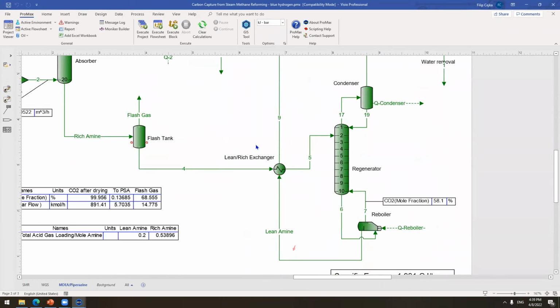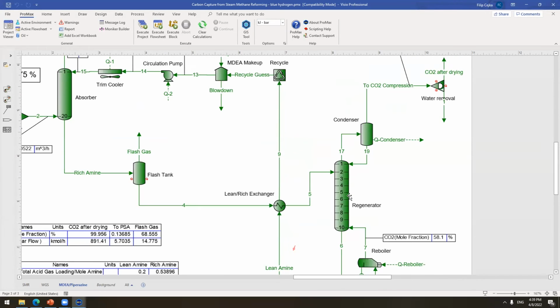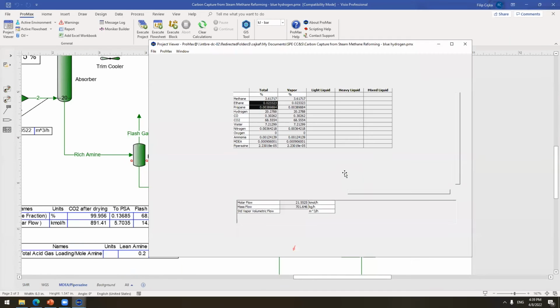Then there's this lean and rich heat exchanger, and that's basically a very important part for the recuperation of the energy, recuperation of the heat, because you want to preheat your feed to the regenerator, so you don't need that much heat in your reboiler. So when it comes through the lean and rich heat exchanger, it will get to the regenerator.